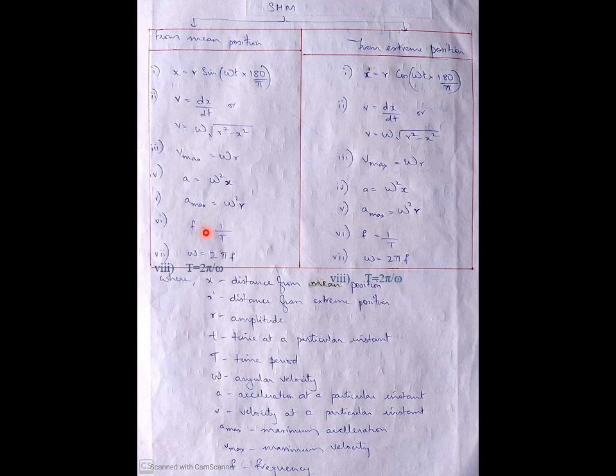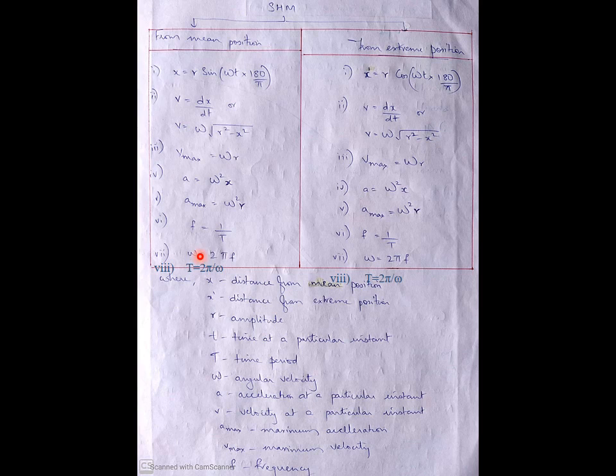And we also have frequency, given by frequency equal to 1 by time period. Frequency is f, capital T is the time period. Now don't get confused between this capital T and small t. This small t means the time at a particular instant, and capital T is the time period. So time period means the time required for one complete oscillation, and the small t means the time at a particular instant.